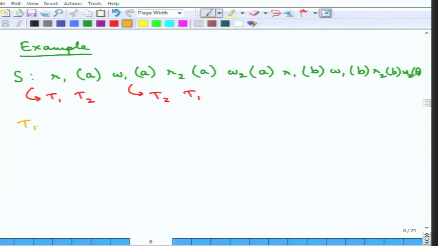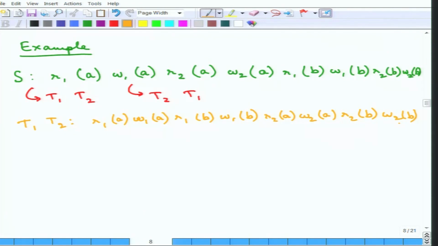So now let us see whether it is conflict equivalent to T1 T2. So first of all, T1 T2 is the schedule. What is T1 T2? We will write down all the instructions of T1 first in the order that they appear, that cannot be violated. So R1B, then W1B, and then all the instructions of T2. Now we will see if we can arrive at this from S through a series of non-conflicting swaps.